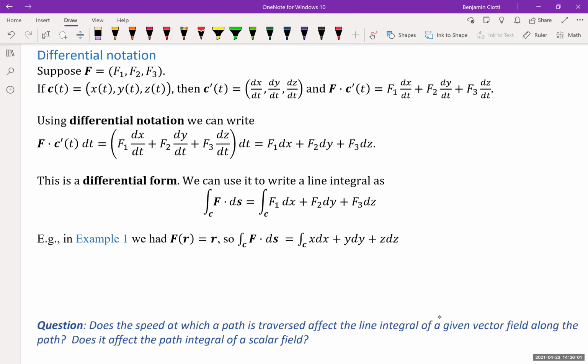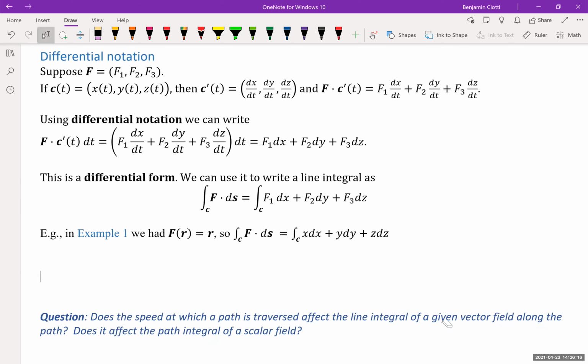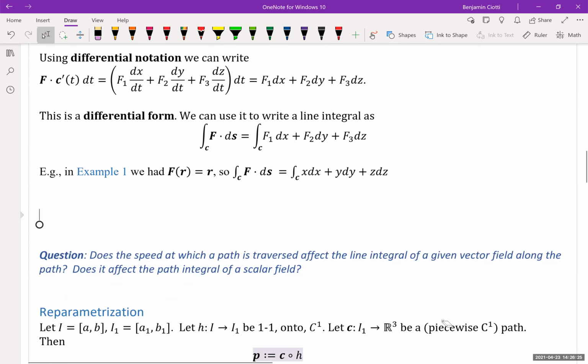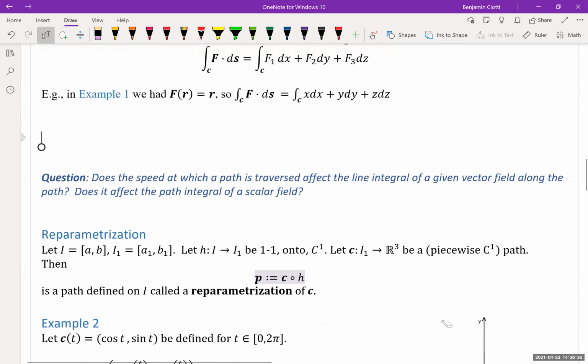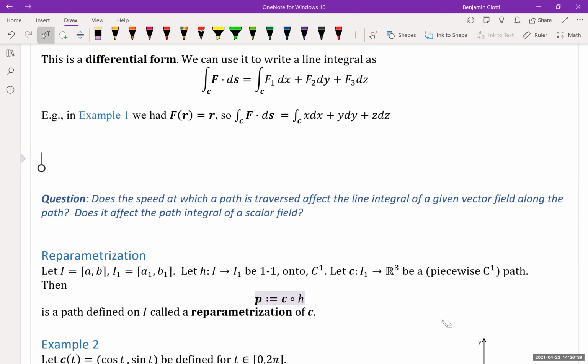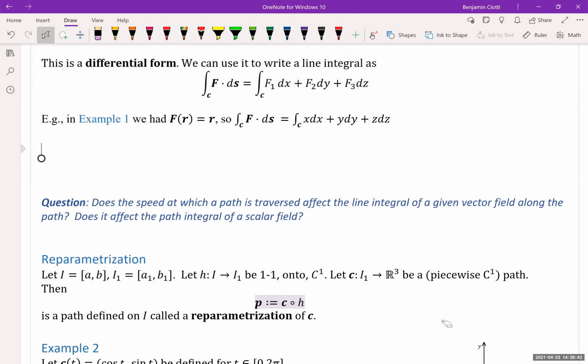And the answer might surprise you, okay? Like probably you would think, well, if I go faster, that requires more energy, so more work, right? Not so fast. So I'm now going to attempt to answer this question, but to do so, I first need to talk about reparametrizations. Okay, so bear with me here. This is going to look probably kind of confusing. It's not that confusing once you see some examples.